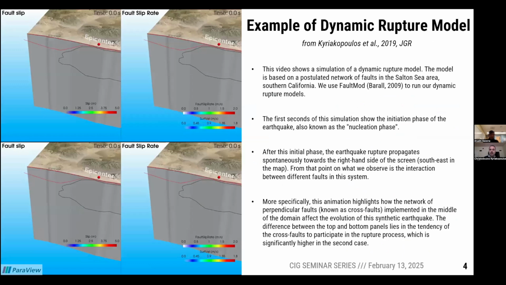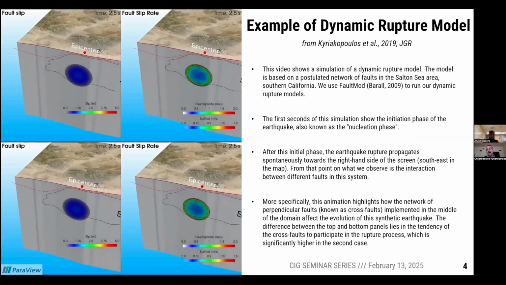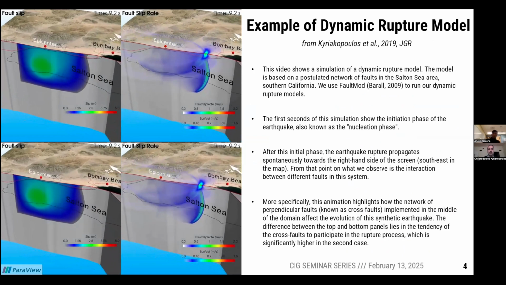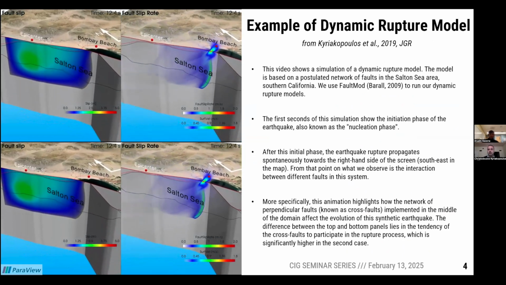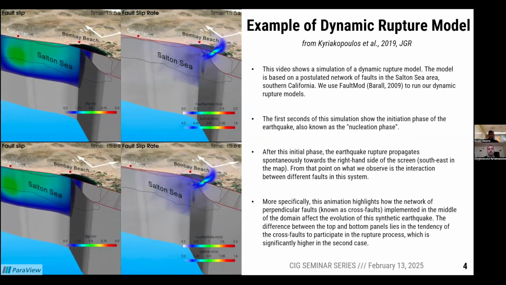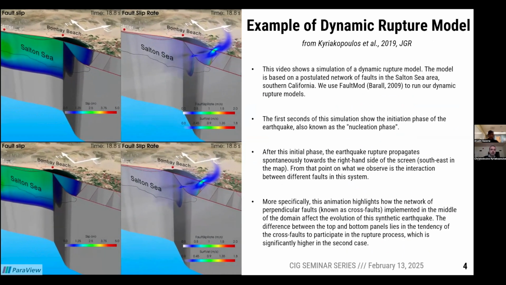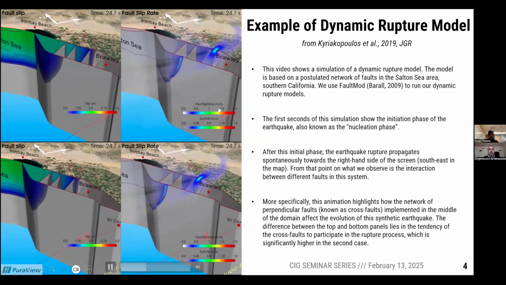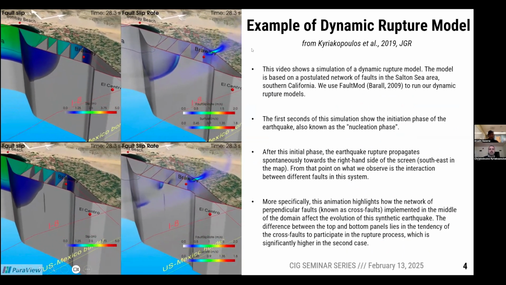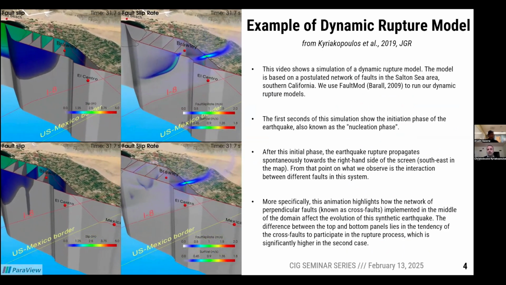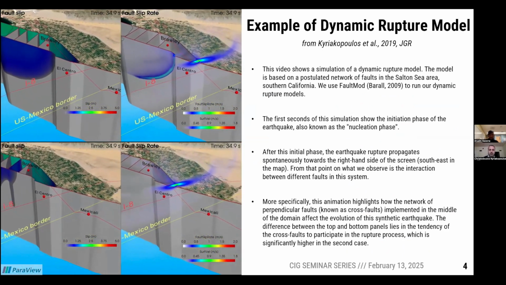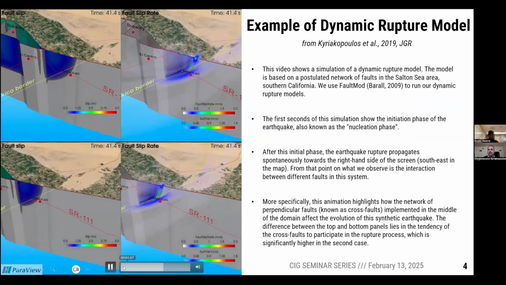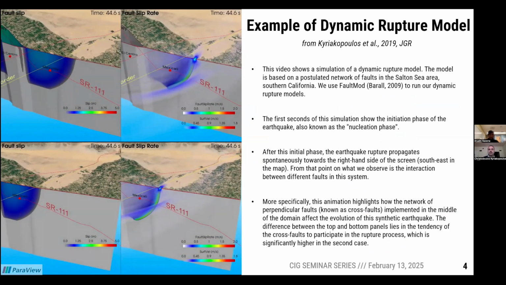Now, more specifically about my work, during the last years I was mostly working with numerical models, specifically what we call dynamic rupture models. And this is a video simulation of two of these models. Those are basically computer-generated earthquake rupture scenarios. And, to first order, we can say that they are divided in two parts. There is an initial phase.